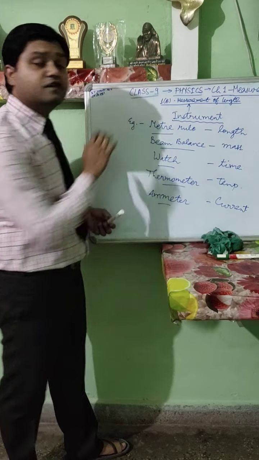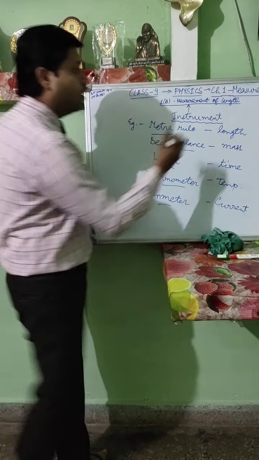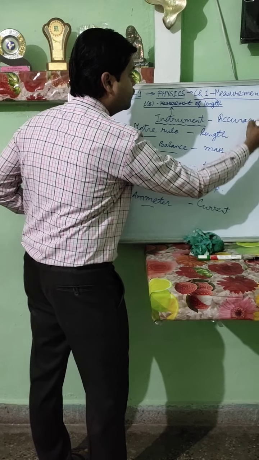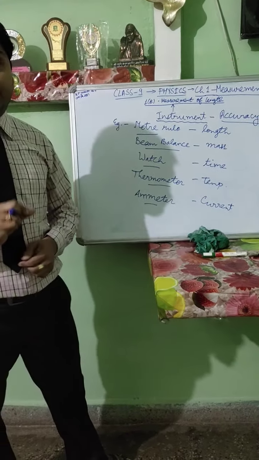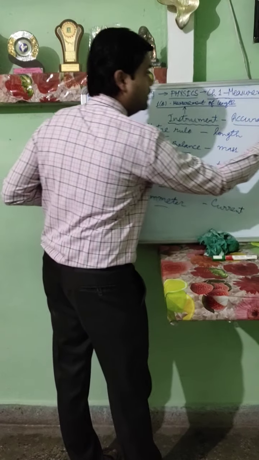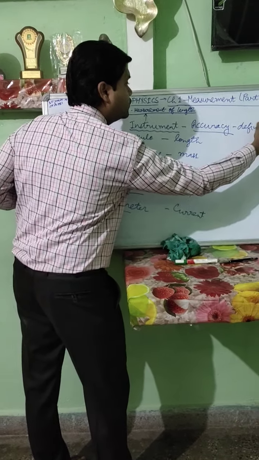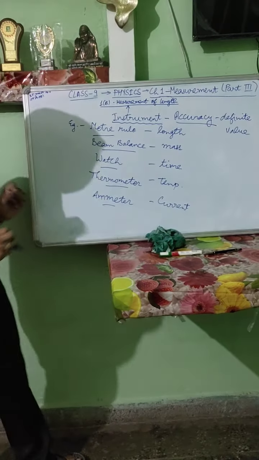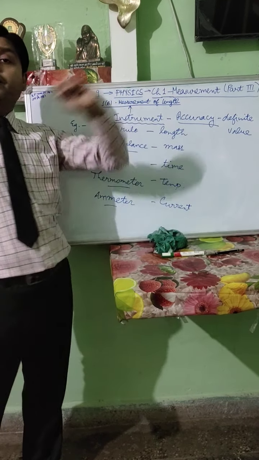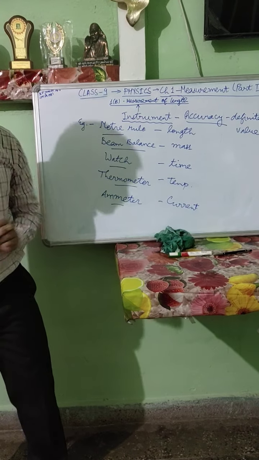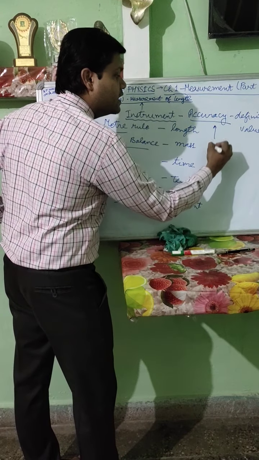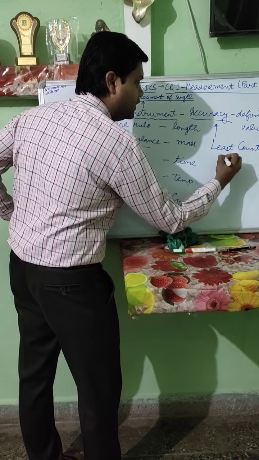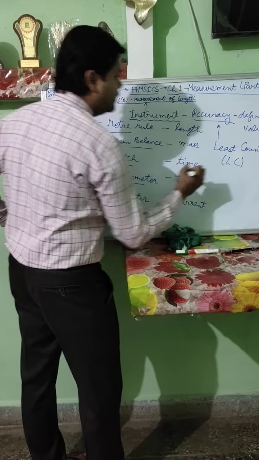Every instrument is used for measurement with a certain accuracy. Every instrument has a fixed, definite limit of accuracy. It can measure only up to a particular value. A definite value can be measured by any instrument, and up to whatever accuracy the instrument is measuring, that accuracy is known as the least count of the instrument. It is denoted by the symbol LC.